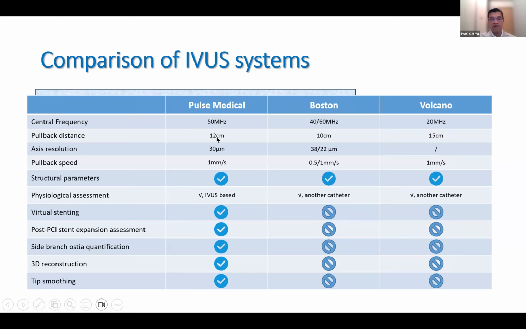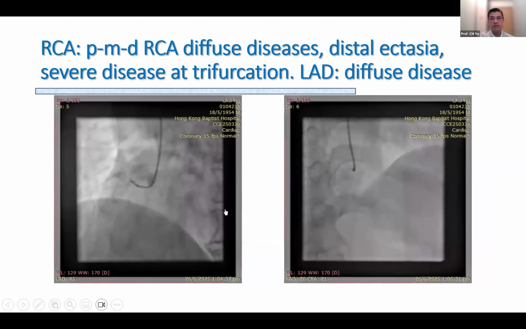It has a pullback of 120 millimeters. The resolution is 30 micron, so it's good. Right now you have a pullback speed of 1 millimeter per second, and the future version will be 0.5 and also with a higher pullback rate as well. It is also integrated with other assessments, including the UFR for physiology, and it has some AI-assisted post-processing assessment, for example, post-PCI stent expansion assessment, side branch, 3D reconstructions, and so on.